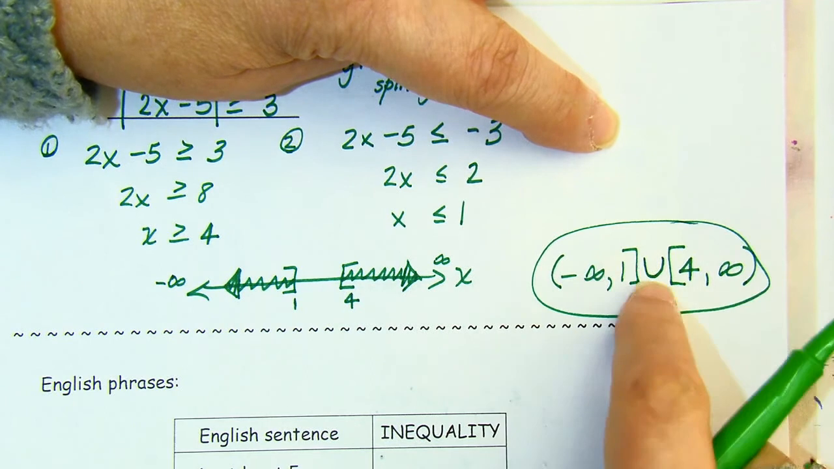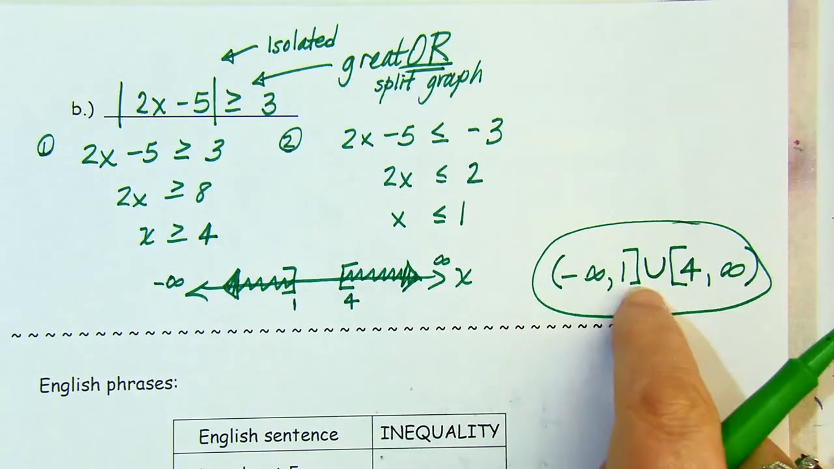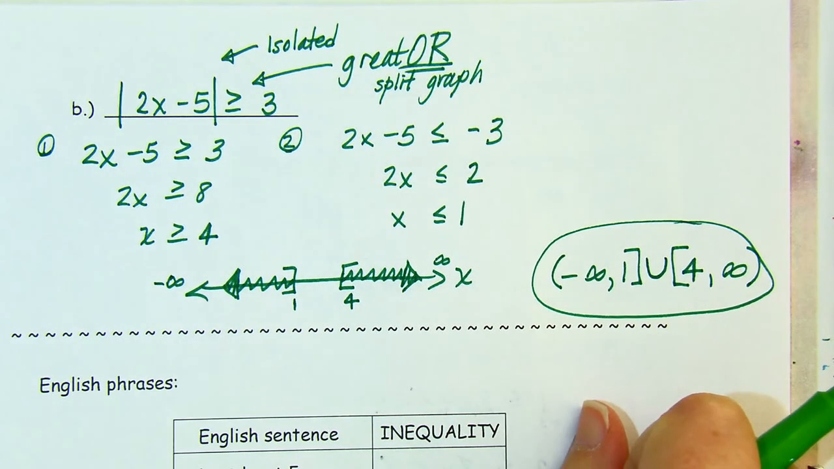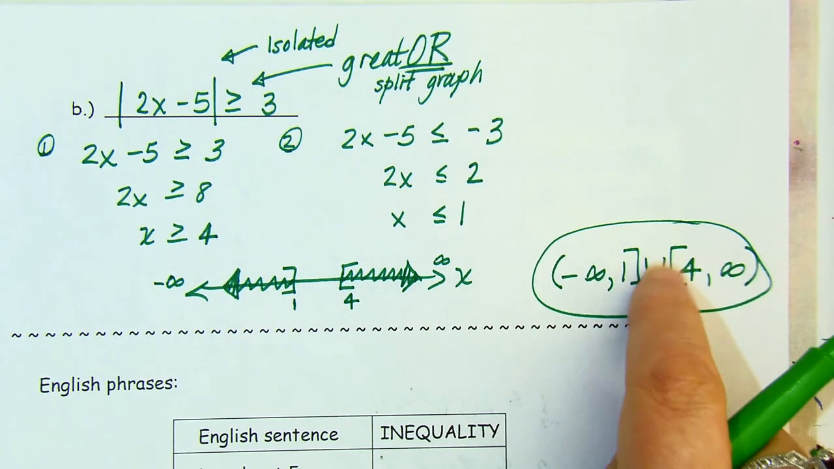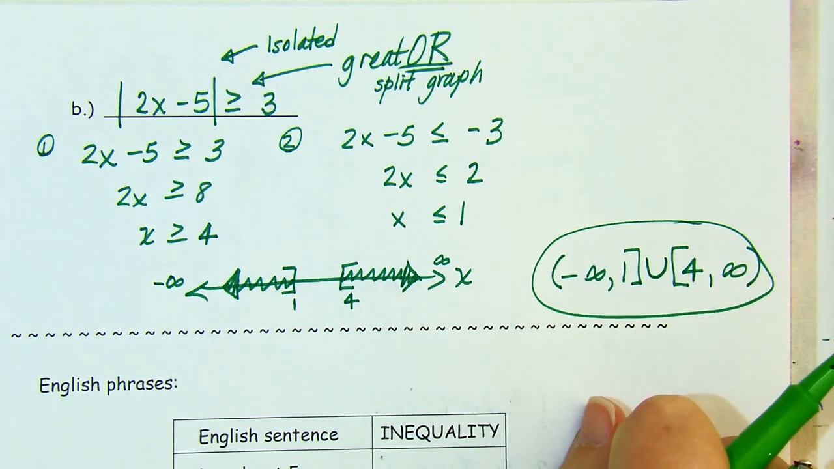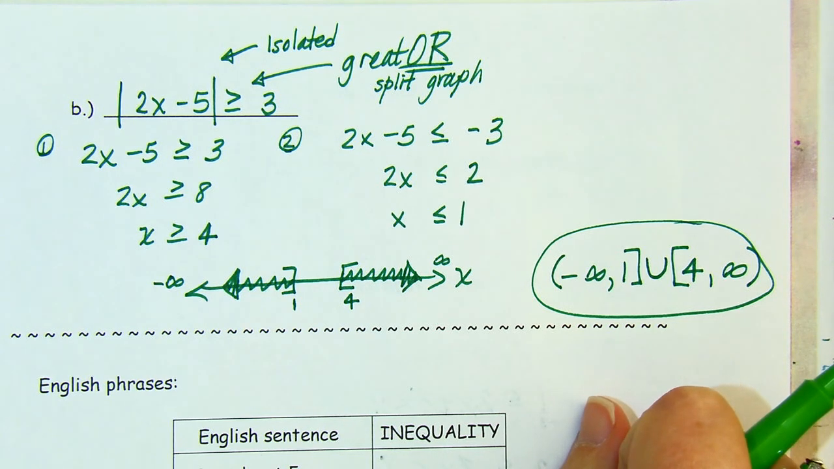Folks, you must have the U. If on a test or a quiz you don't have the U, I'm going to take points off. Okay, because the solutions are here or here. This means or. Without it, what are you trying to say? We need to know that both of these are parts of the solution. So don't forget that. Don't forget to include the U.